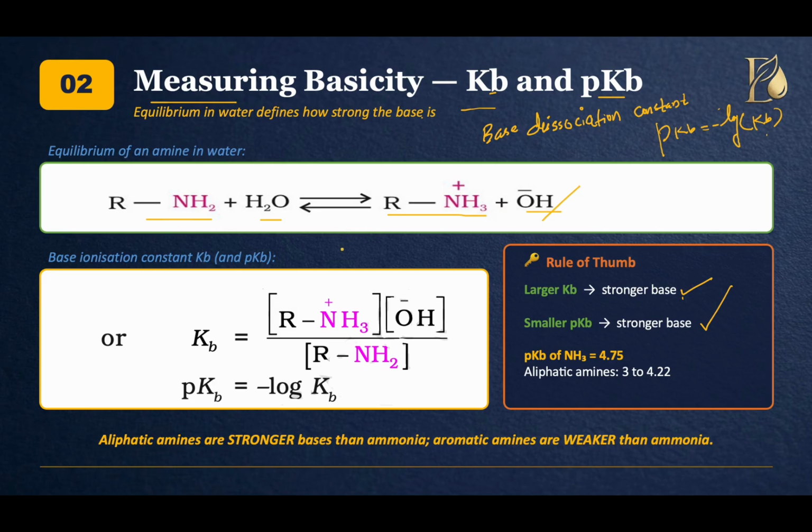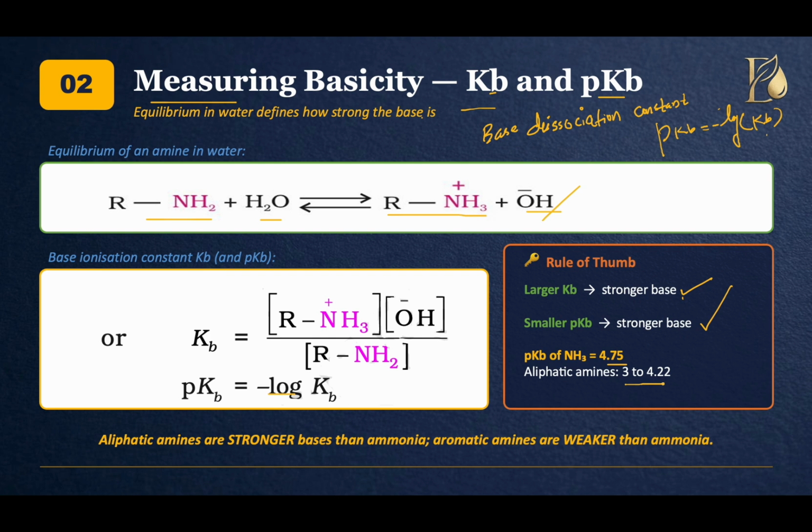Similarly, we use another term called pKb, which is defined as the negative logarithm of Kb. pKb is equal to minus log Kb. Since pKb is inversely related to Kb, a smaller pKb value indicates a stronger base, while a larger pKb value indicates a weaker base. For example, the pKb value of ammonia is 4.75, and for aliphatic amines it varies from 3 to 4.22. Since a lower pKb corresponds to stronger basicity, aliphatic amines are stronger bases than ammonia. We will discuss this later in detail.